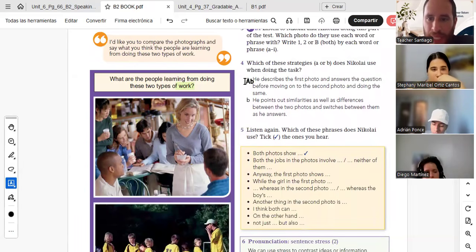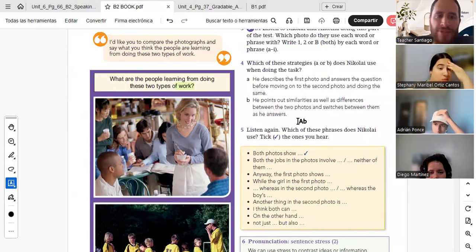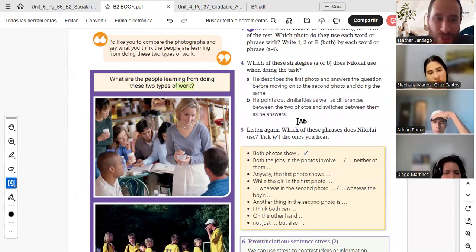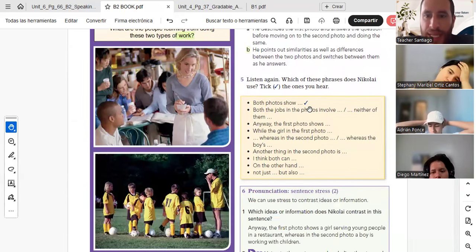Now, let's see this one. He described which of these strategies? He described the first photo and answered the question before moving on to the second photo and doing the same. Or he pointed out similarities as well as differences between two photos and switches between them as he answered. Which one, guys? Which strategy? The B. Letter B. Good job. Well done.